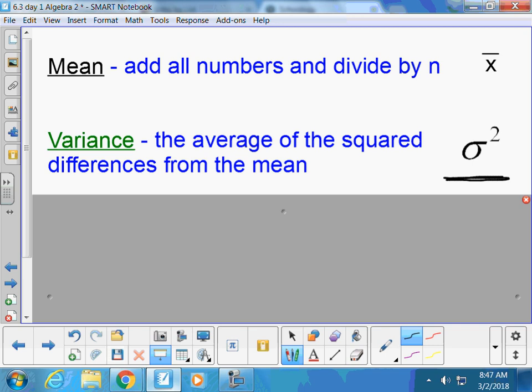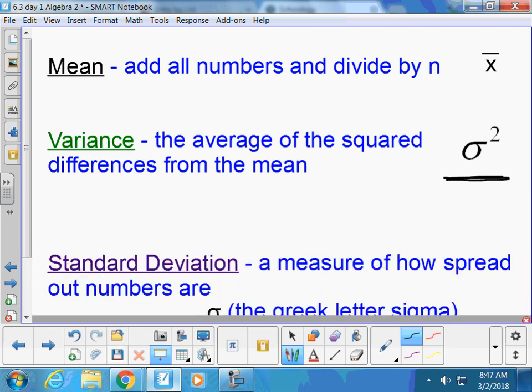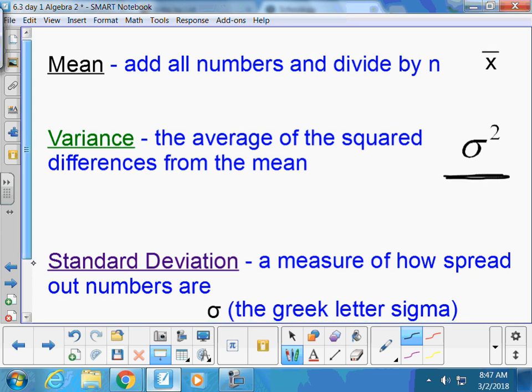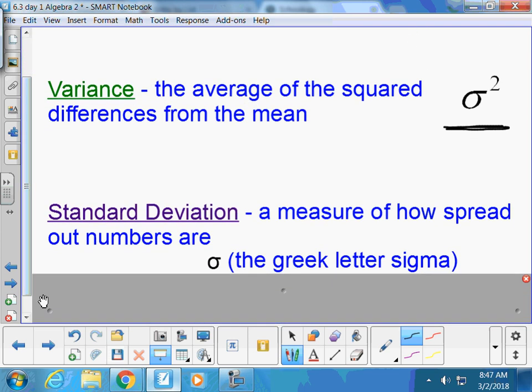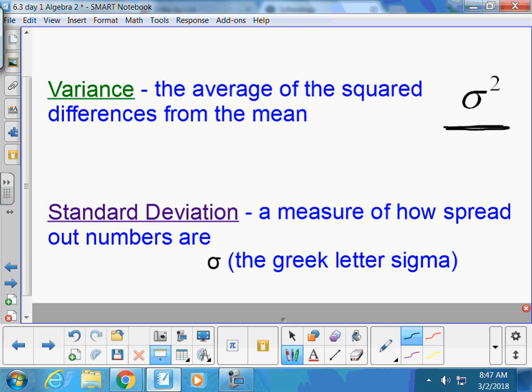And standard deviation, that's a word that you might have heard of before. Standard deviation would just be the square root of the variance. It's a measure of how spread out the numbers are, how close the numbers are to the mean. It's denoted by the Greek letter sigma. So you can click pause if you need more writing time, but I am going to go on to our first example about sunflowers.